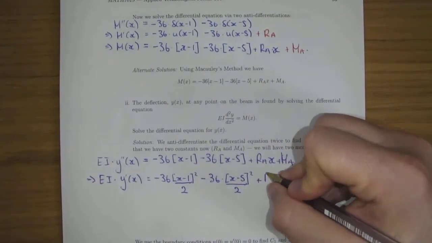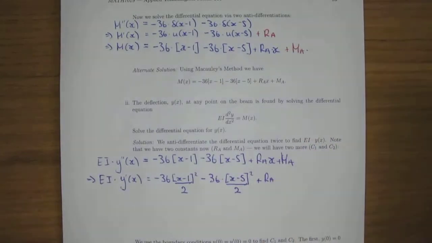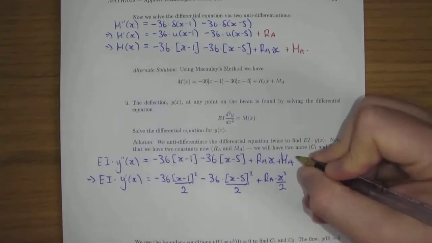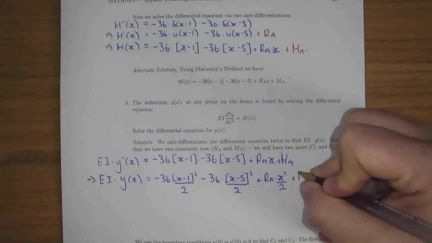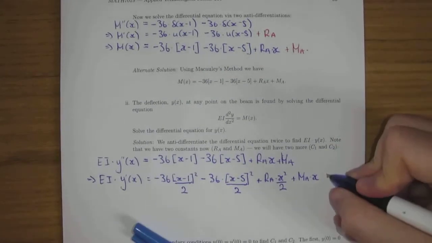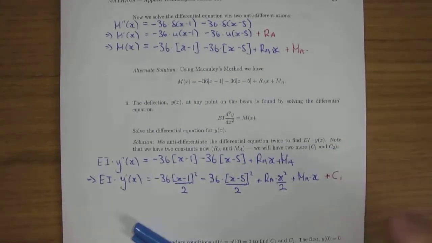Plus, now fix the RA, it's constant, and the antiderivative of x is x squared over 2. And the antiderivative of MA is MAx, and we pick up a constant C1. You could get rid of that at this point because you know that's proportional to the slope at 0, and for fixed ends and indeed cantilever, slope at 0 is 0, but we'll just keep it for the time being.